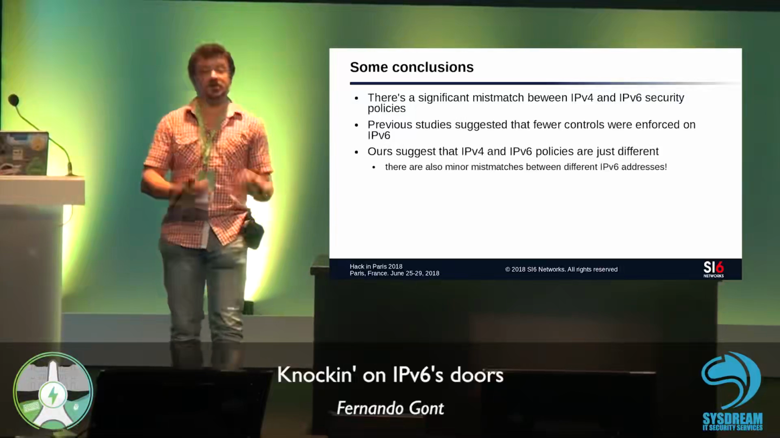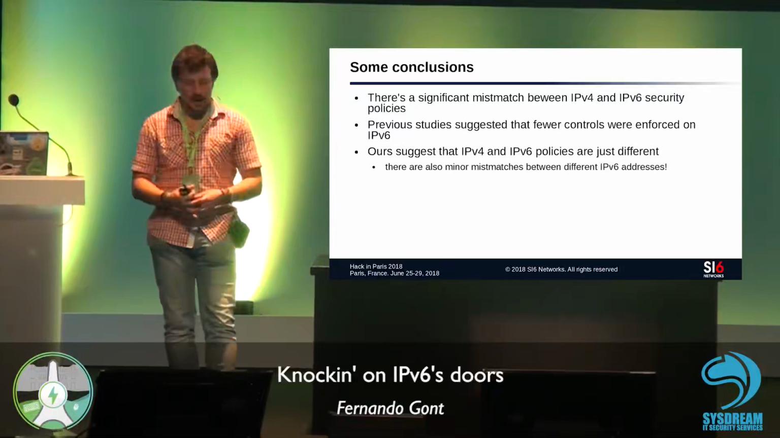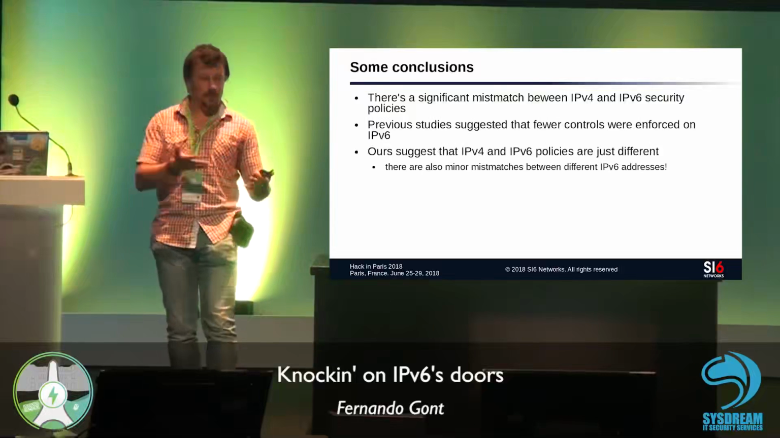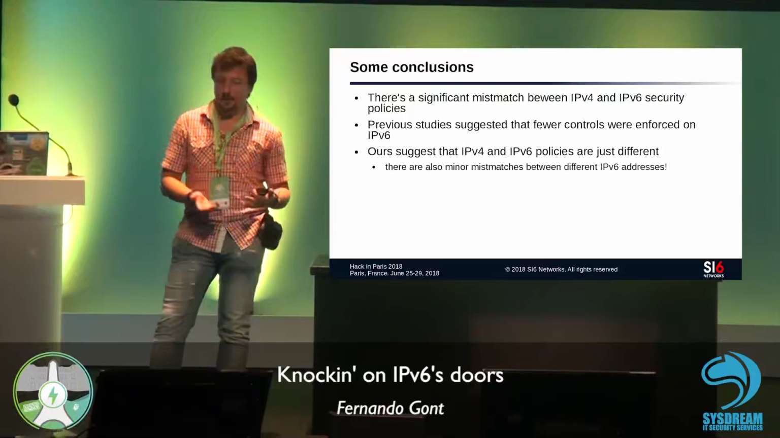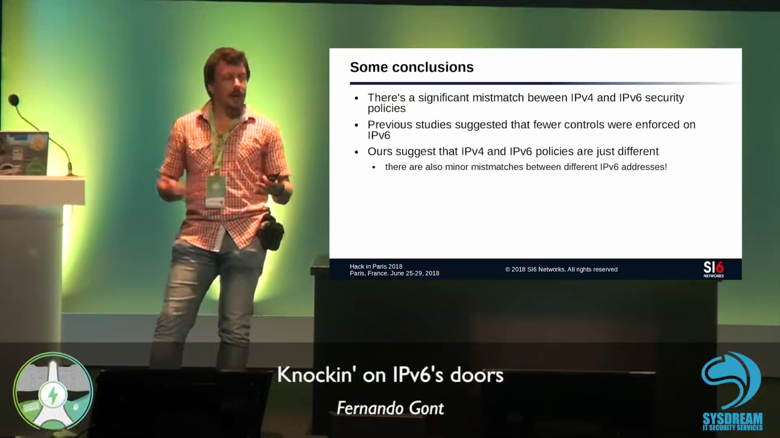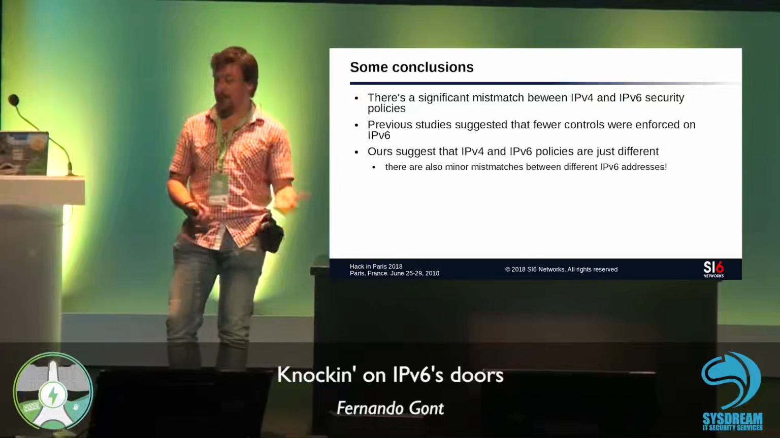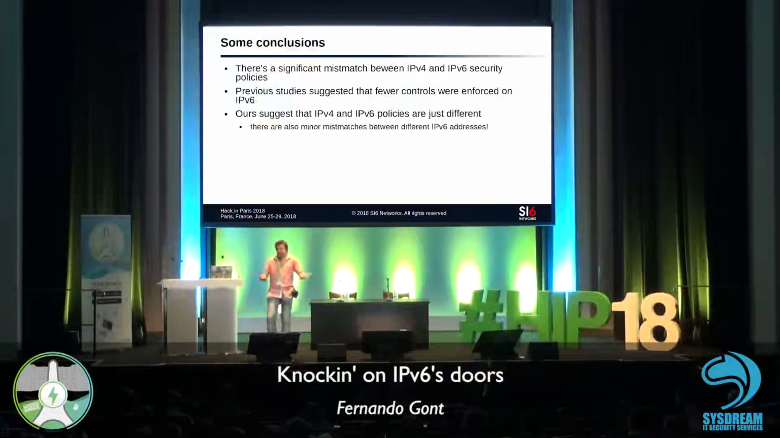But based on the results that we got, not the existing ones, it actually looks like there's a mismatch between the security policies in IPv4 and IPv6, but it's not that one protocol is, let's say, weaker in terms of filtering than the other, but there's just a mismatch. So depending on which port number you look at, in one case, it might be better, from the penetration tester's point of view, to use IPv4. In other cases, it might be better to use IPv6.